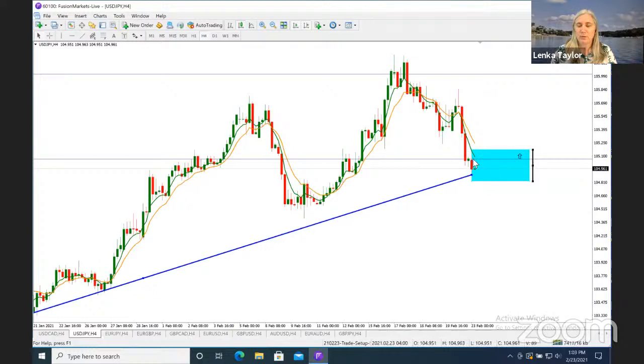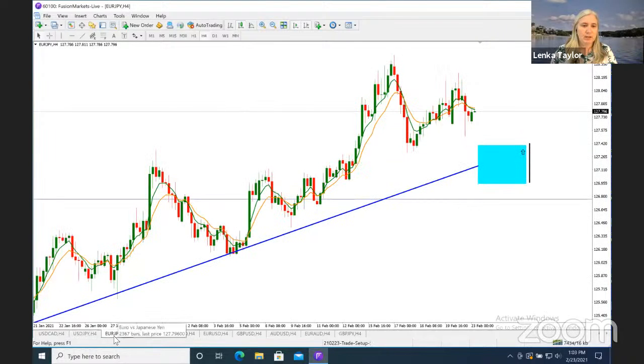So I'm looking for a reversal price action, something like a pin bar or low test bar or a bullish engulfing or something like that, that I can then use as the entry to take a long position on this pair.